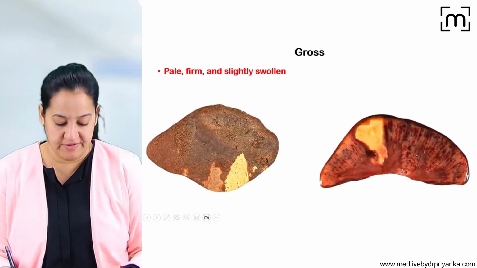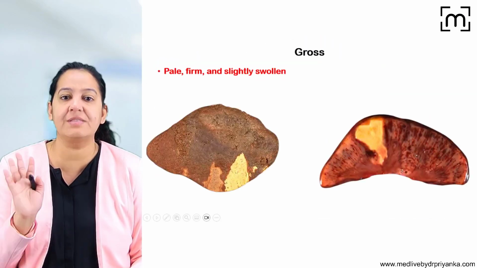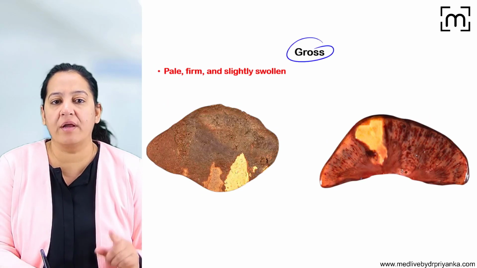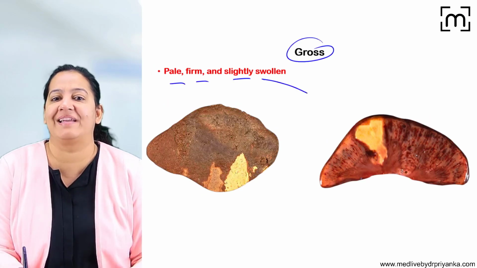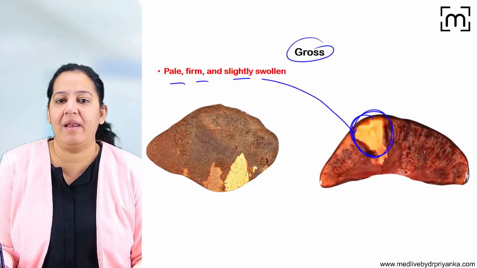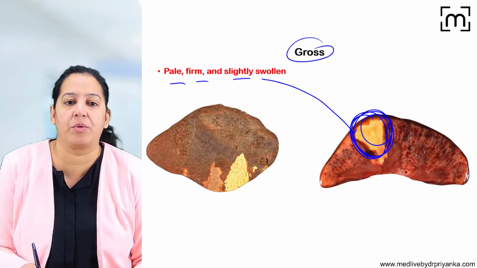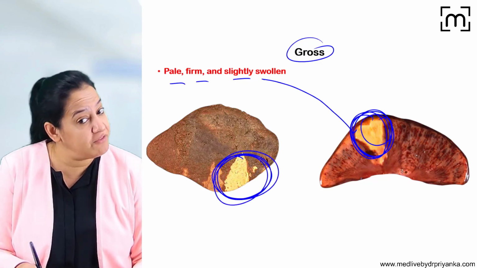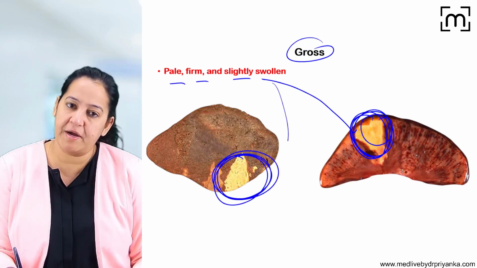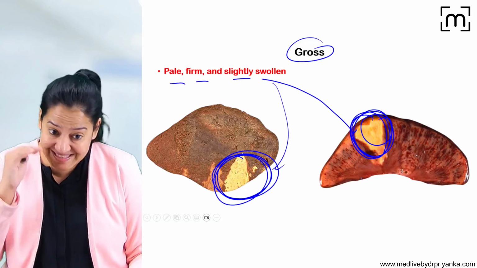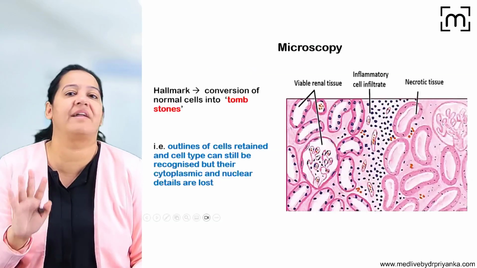What about the gross? We have seen the definition, we have seen the causes. Now coming to the gross. In the gross, the organ is a little bit pale, firm, and slightly swollen. So the organ becomes pale, firm, and swollen. You can see it in the diagram rather than learning it.